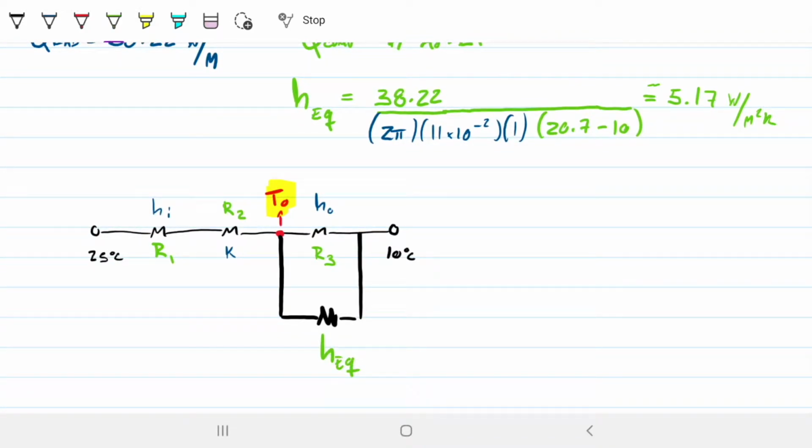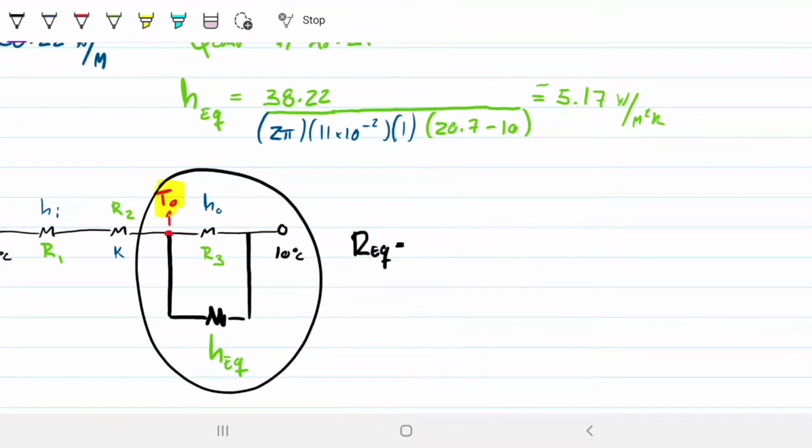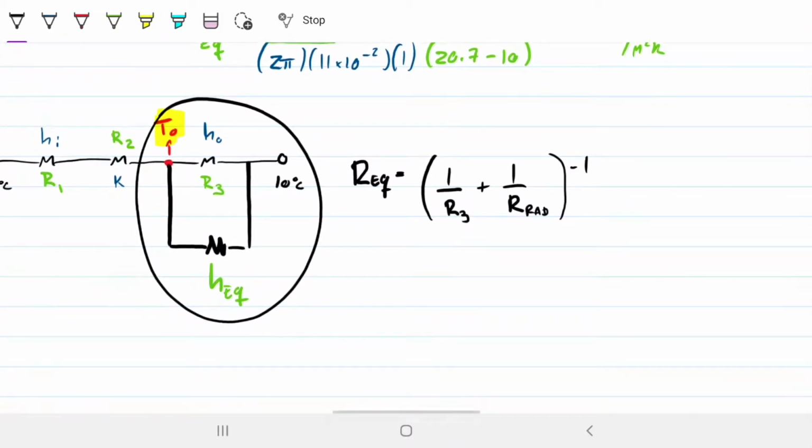Now, to go from this system back into a simplified system, all we need to do is get an equivalent for these two fellows here. And to do that, all we do is know R equivalent for a resistance in parallel is just going to be 1 over the R3 plus 1 over the resistance for radiation, I guess, all to the minus 1. Yep, so as simple as that. Well, we have everything we need.